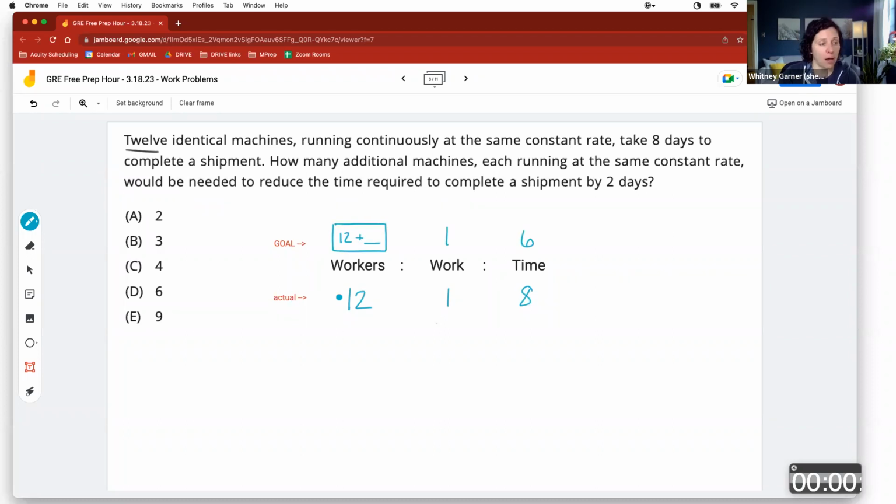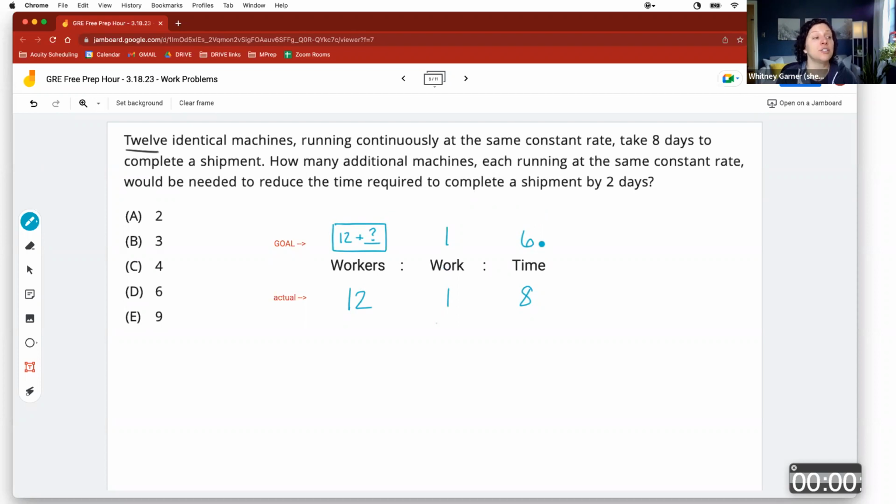Okay. So on the bottom, my actual numbers. I have 12 machines doing one shipment in 8 days. My goal is how many more machines. So how much more do I have to add? So I put a big box around where my unknown is, the thing I'm solving for. So how many additional machines can do one shipment and reduce that by 2 days? So get me from 8 down to 6.